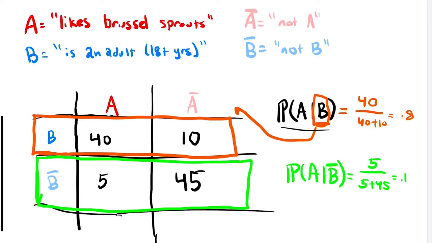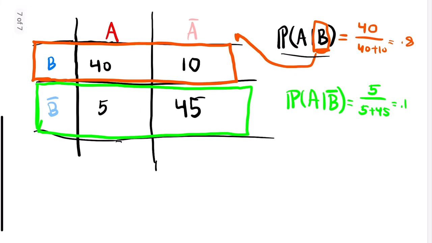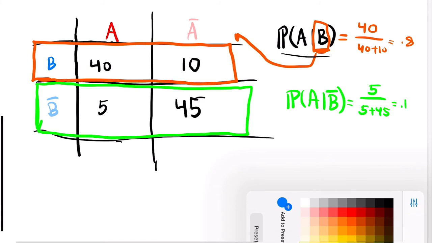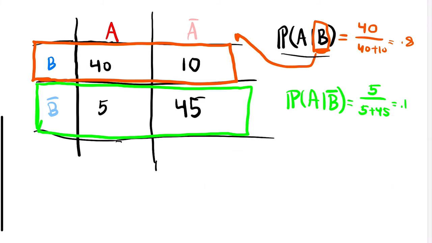Let's just go through everything for completion here. Let's do a different color, purple. Now let's ask the question, what is the probability that I am an adult given that I like Brussels sprouts?